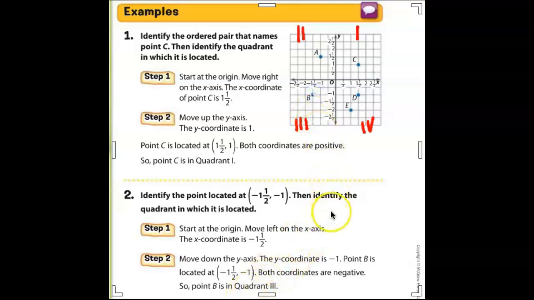So the answer is going to be B. I'm going to make that something we can actually see. Okay, so make that a little bit darker. The point that matches this ordered pair is B, and the quadrant is going to be 3.